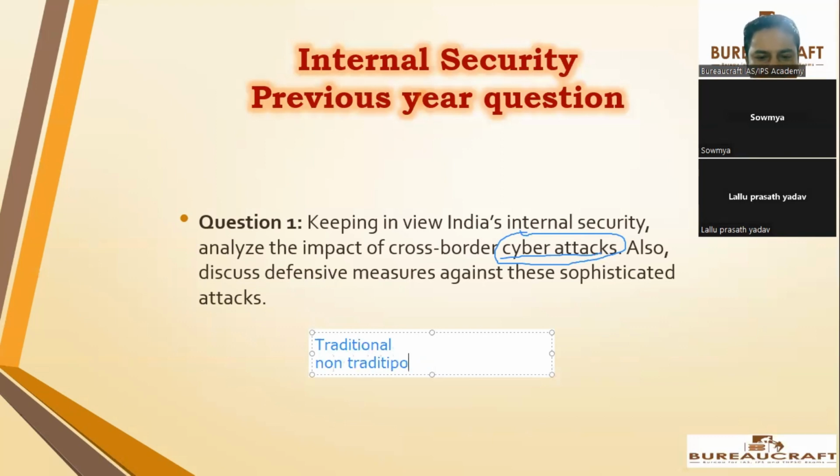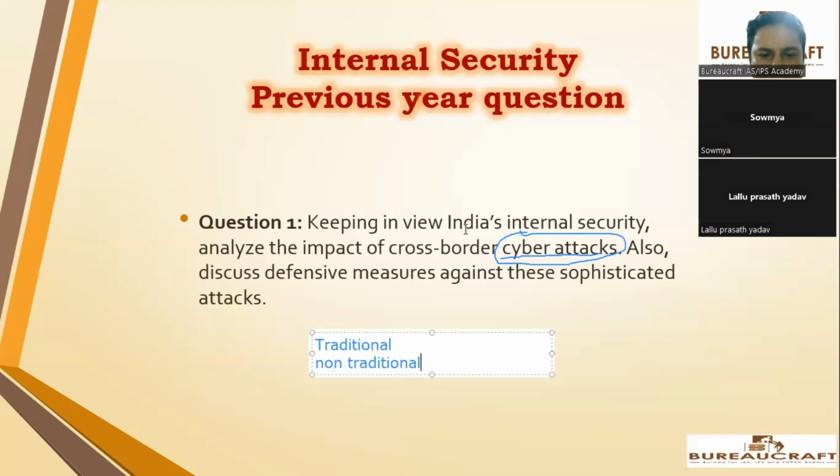So what do you mean by traditional? Military security or maintenance of order of the state is security. But other things also, the socio-economic dimensions, also impact the security. So non-traditional security aspects also should be covered. Okay, so you cover all the dimensions and then defensive measures. Okay, so it's a 10 marker.